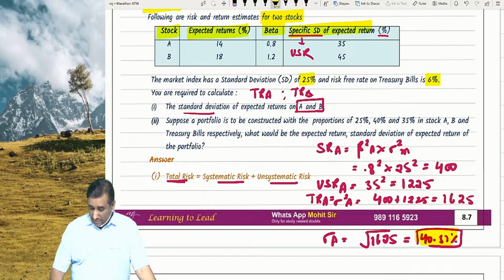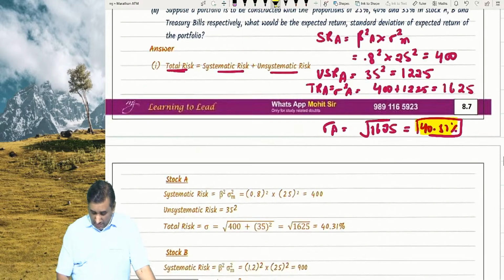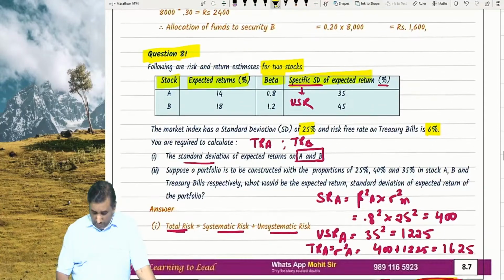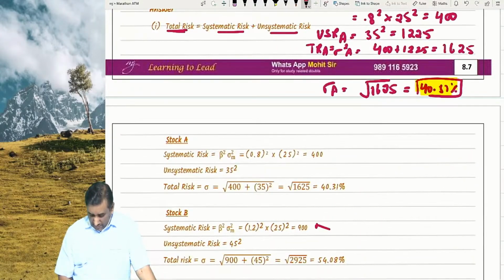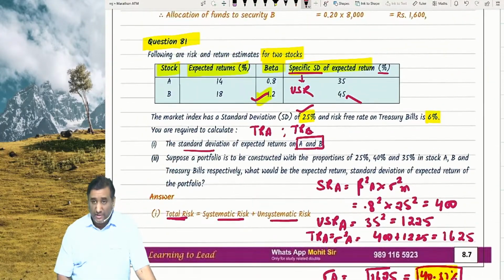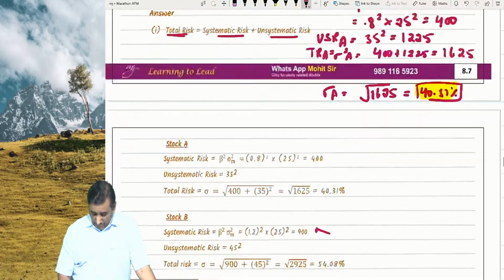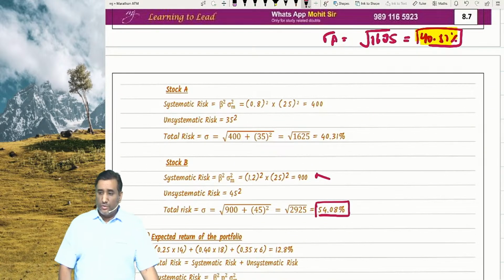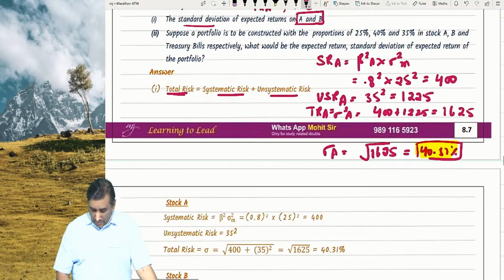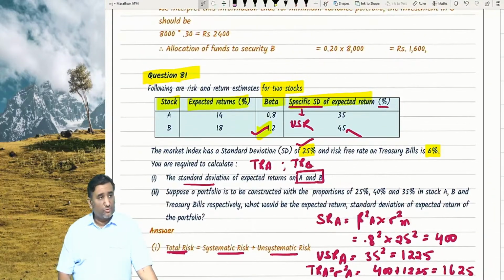So for B, when you calculate, it will be the same way: 1.2 square into 25 square. That gives you the systematic risk of 900. Unsystematic would be 45 square. And since he's asking for the standard deviation, you leave your answer here. That's the first part. Another name, specific standard deviation, could be used for unsystematic risk, this word. And residual variance we have also learned, so be careful about these terms.